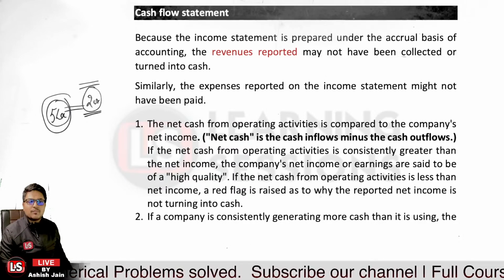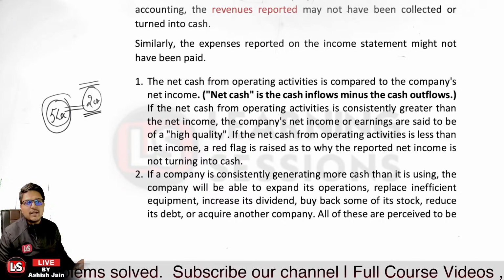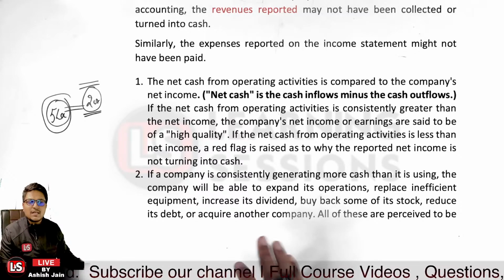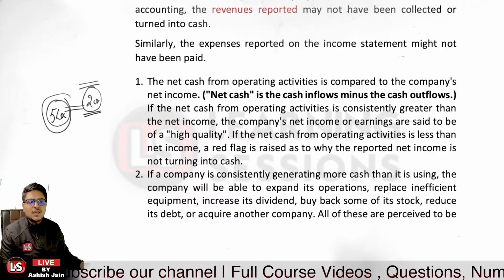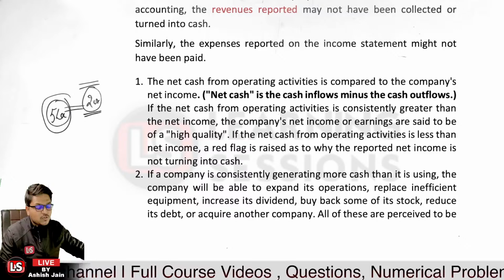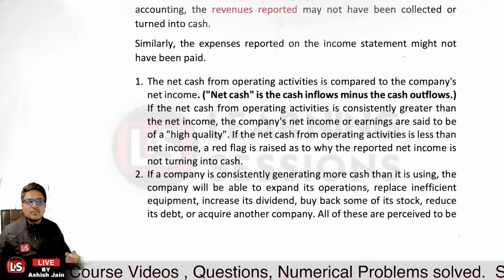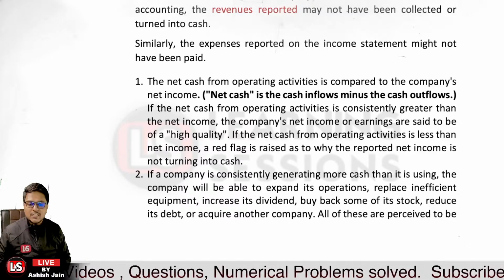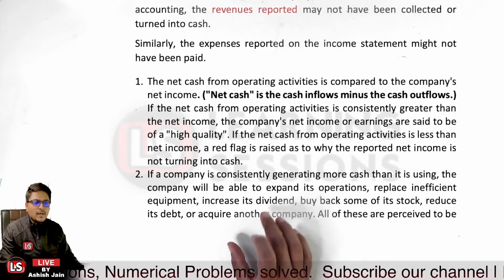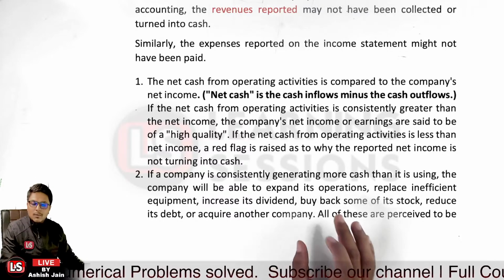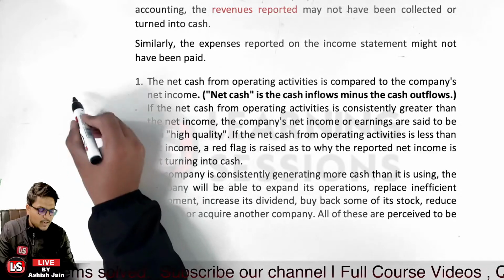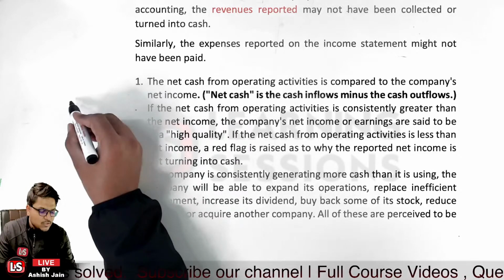Okay, and for the second, it says if a company is consistently generating more cash, then the company will be able to expand its operation, because you will be having money in hand that you can basically expand yourself. Replace inefficient equipment, you can increase its dividend, you can buy back the stock, you can reduce the debt.